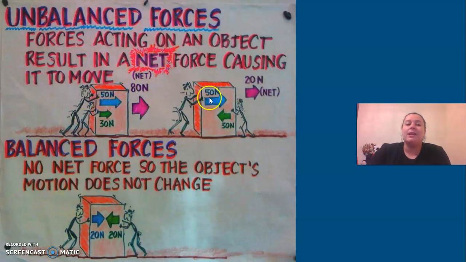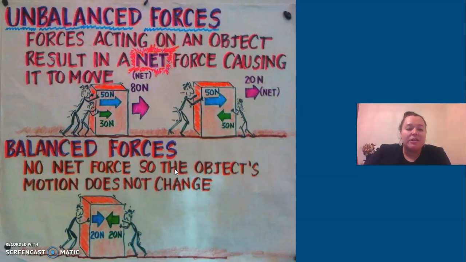But if, let's say, these people were on two opposite sides and they were pushing towards one another, their forces would have to be subtracted. That's because the 30N gets canceled by the 50N. So what's left over is 20 newtons of force. And this box will move in the direction of the strongest force. So that's unbalanced forces. One side is going to be stronger than the other, and that's going to cause motion. It's going to cause this box to move.